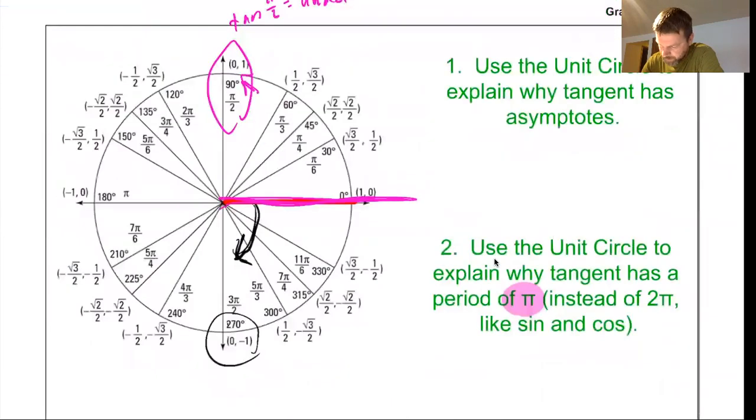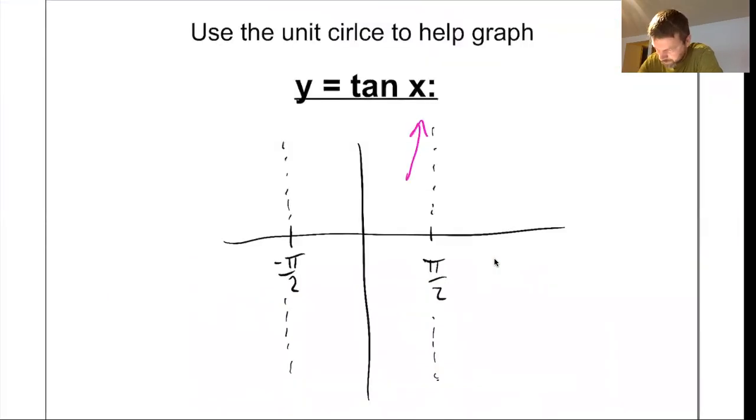However, let's put in some other values. What about tangent of pi over 4? Well, that's y divided by x. Square root of 2 over 2 divided by square root of 2 over 2. Anything divided by itself is 1. So I'm going to put in here at pi over 4, I've got a value of 1 right there.